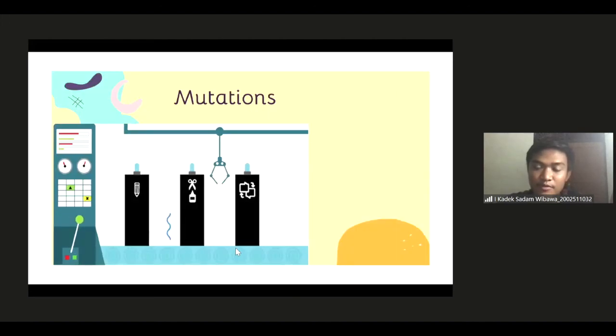Mutation is when genetic information in an organism can undergo change due to certain conditions. Mutations are caused by many factors such as physical or chemical agents called mutagens.